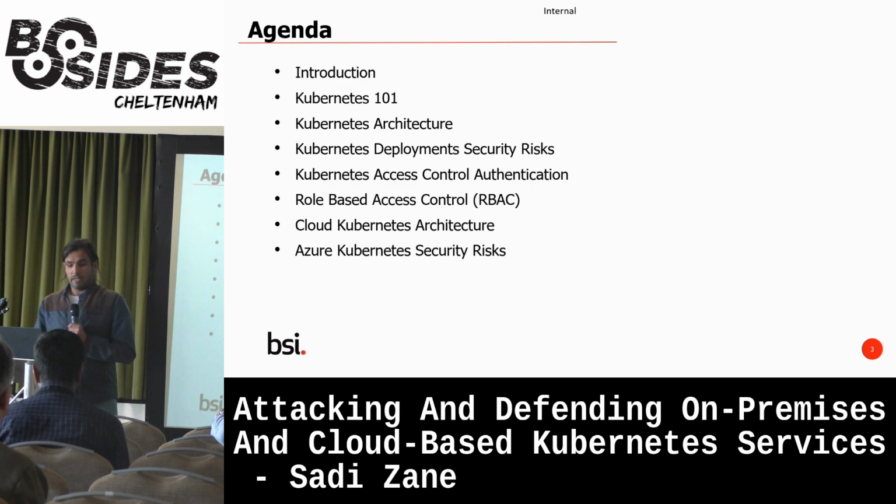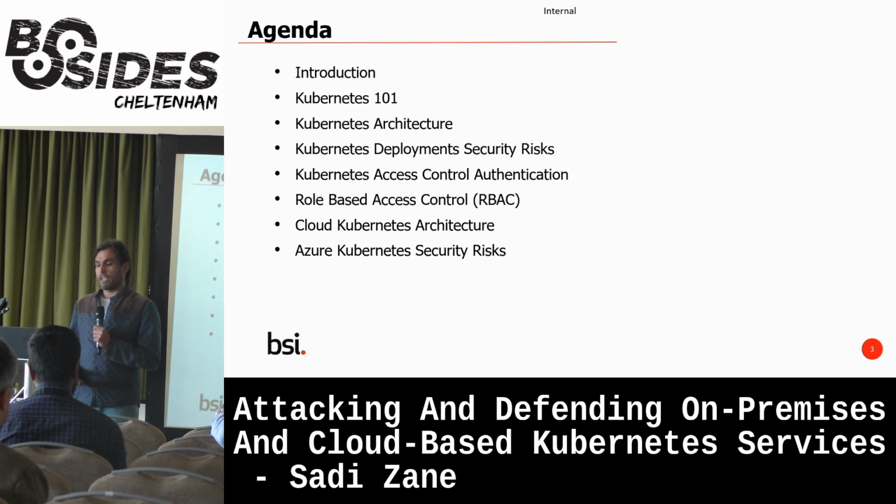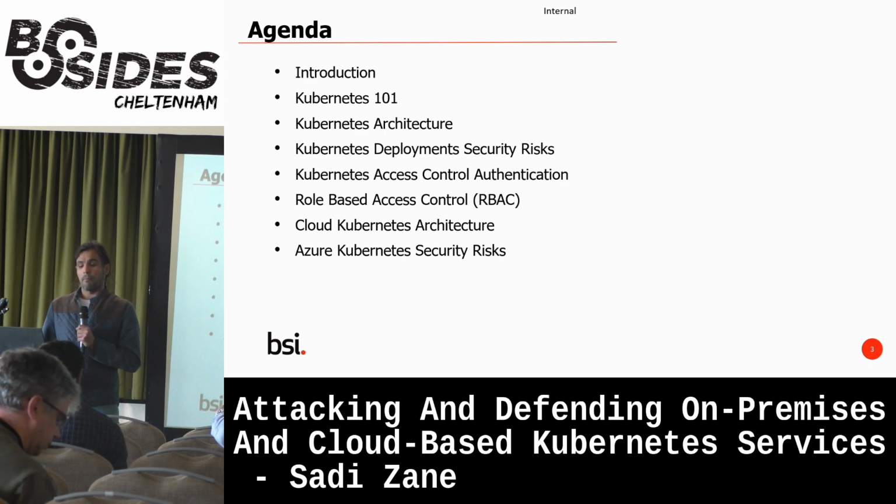Okay, the agenda: we'll go through what Kubernetes architecture is, and the deployment risks with Kubernetes, in particular on-premise, on bare metal. And then we'll talk about access control as well as authentication. And we'll discuss RBAC control. And following that, I'll have 2 demos for you.